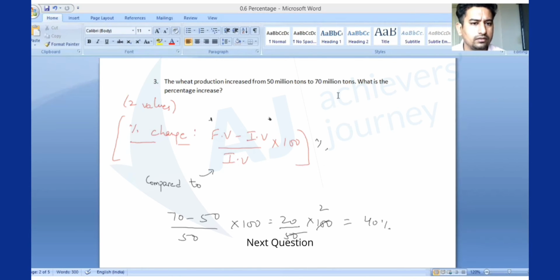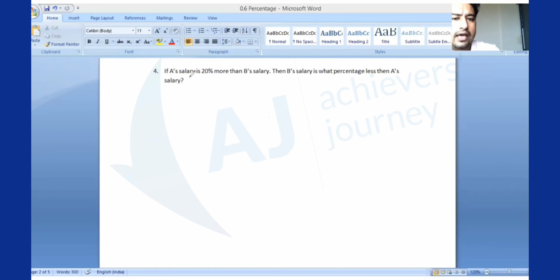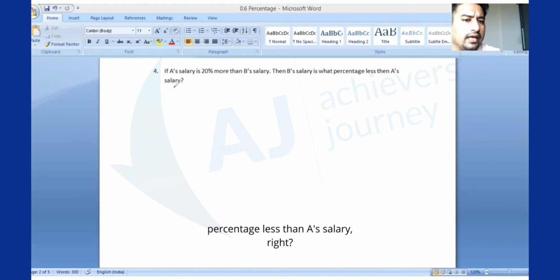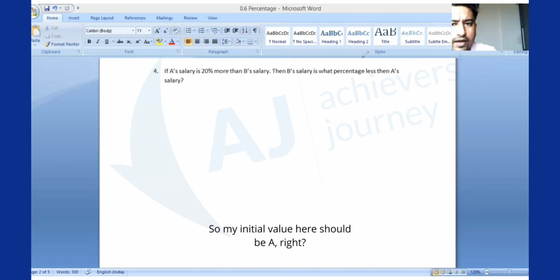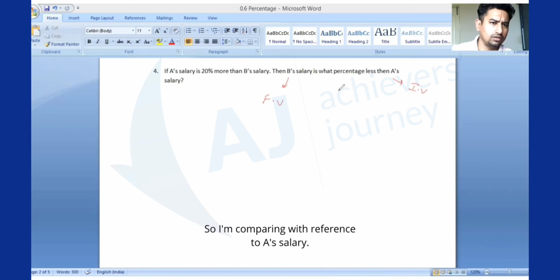Okay, next question. Now see the example that we were discussing. If A's salary is 20% more than B, then B's salary is what percentage less than A's salary, right? So here, if you see, we are comparing B with respect to A. So my initial value here should be A, right? It should be very clear here. The initial value has to be A. The final value has to be B, because I'm comparing B with respect to A. So I'm comparing with reference to A's salary.